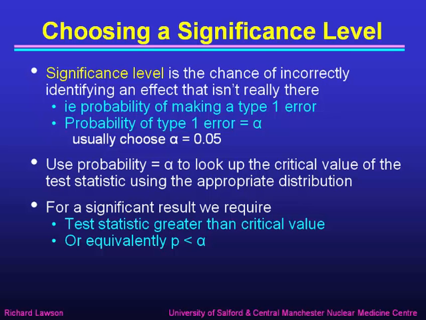So we can use the probability alpha, normally 5%, to look up the critical value of the test statistic using the appropriate distribution. That will define the critical value of our test statistic, such that there is a 5% area to the right of it. Then for a significant test we just require the test statistic is greater than the critical value, or equivalently the p calculated from our test statistic is less than the significance value of alpha.